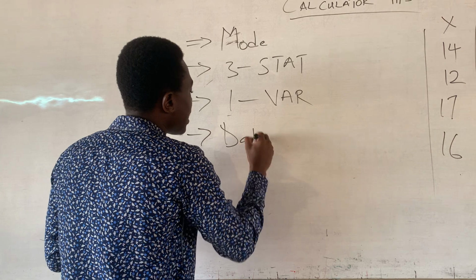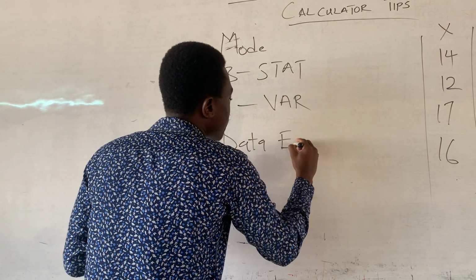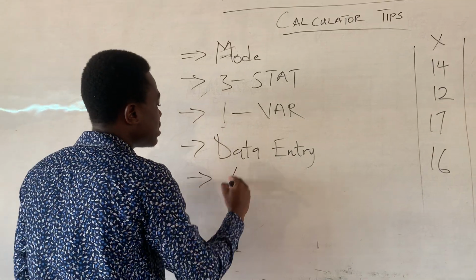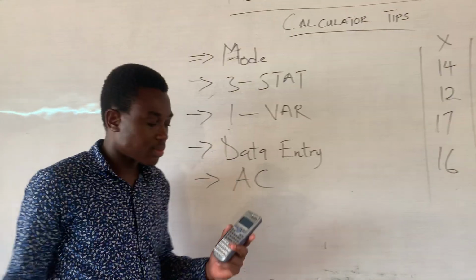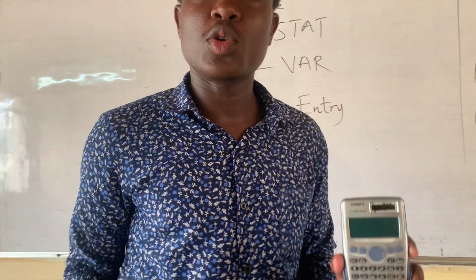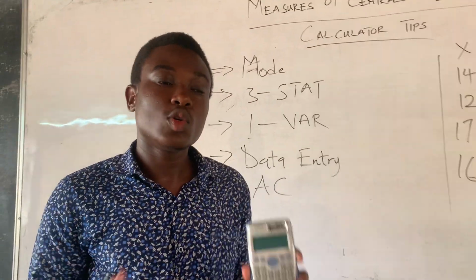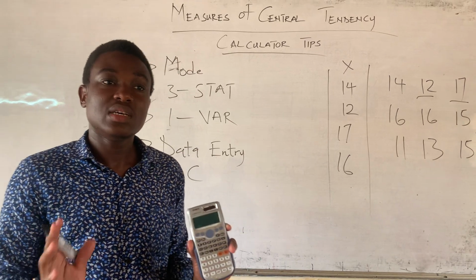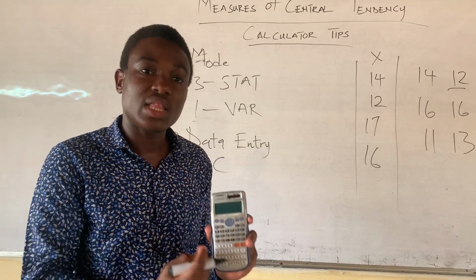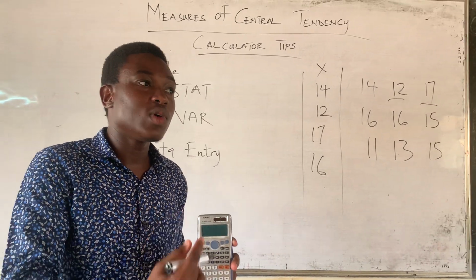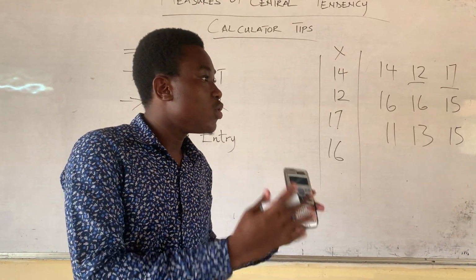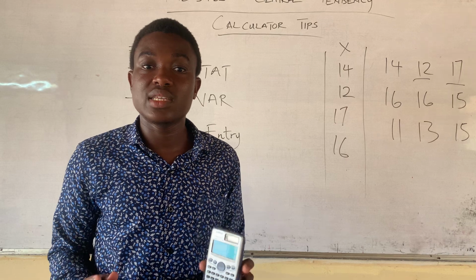So we did a data entry, and now we are pressing AC. AC clears everything on your screen. So don't panic. If you see that everything you entered has left the screen, it's still on the calculator. And then we are going to look at how we can retrieve that start mode and then locate the functions that we are interested in.